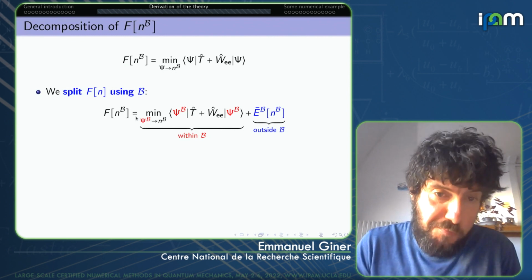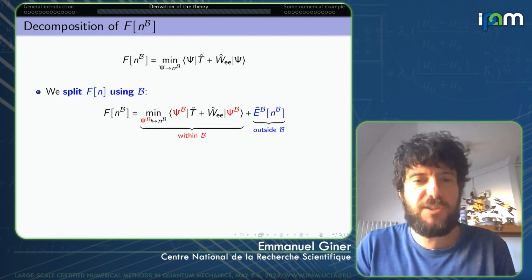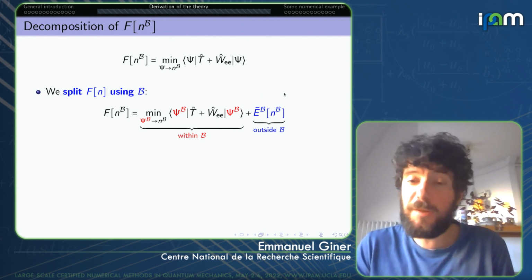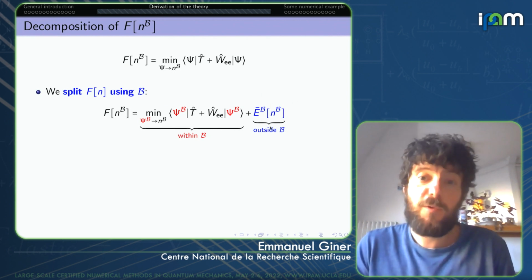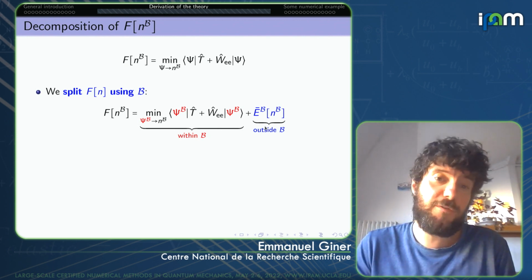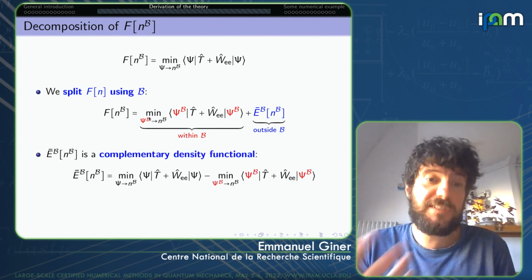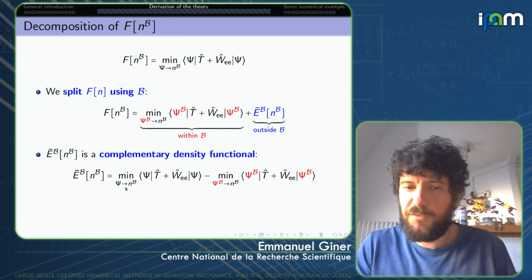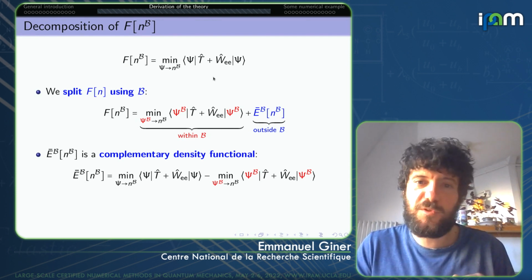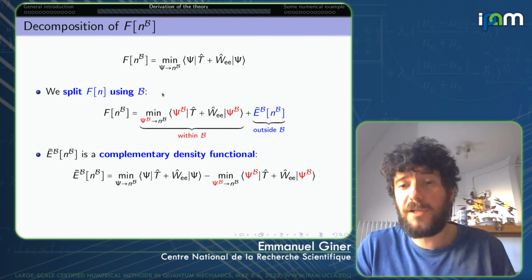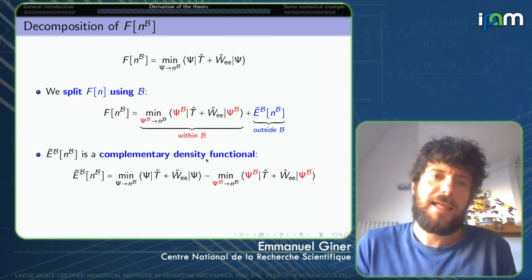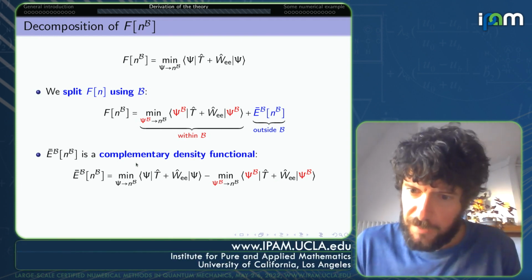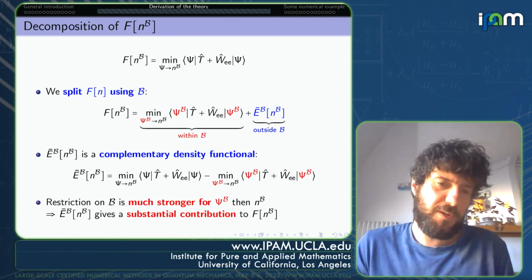Okay, so we are putting here a restriction on this wave function, and therefore, for this to remain exact, you must have a complementary functional of the density, which takes what's outside the basis set for the wave function. And therefore, this E bar B is a complementary density functional, which is, of course, trivially expressed as the difference between the true Levy-Lieb functional and the one restricted in the basis set. And this must take, of course, into account what is missing in your basis set.